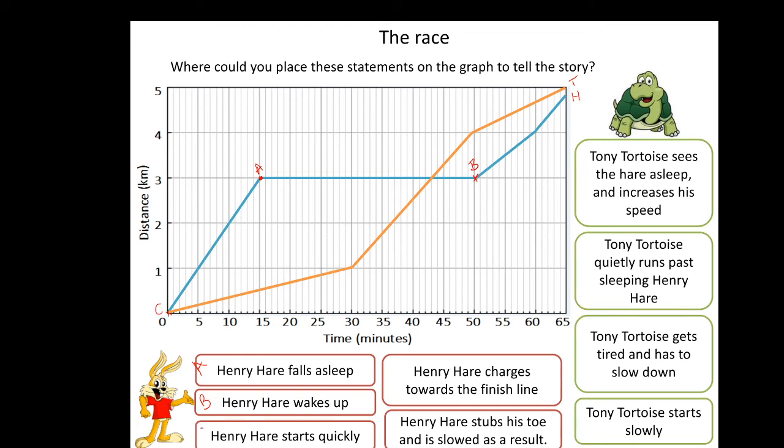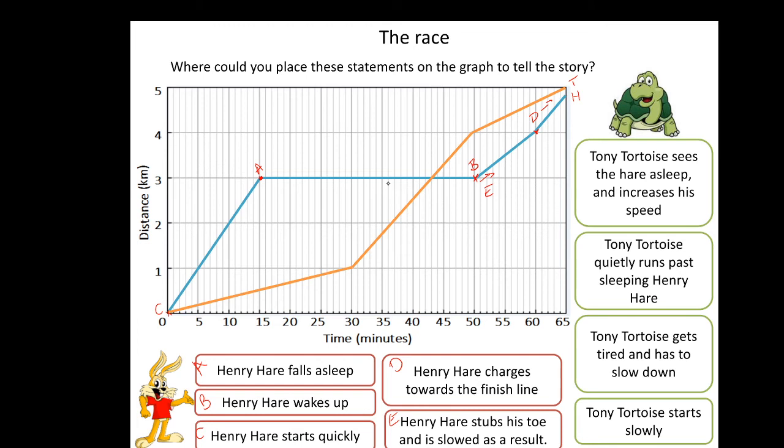So C. Okay, so if we look at kind of the speeds of the line, that's quite a quick line. It's reasonably steep. Henry Hare charges towards the finish line, so that's here. So that's D. And going that way. Henry Hare stubs his toe and is slowed as a result. So that's going to be E. Can you see E? This gradient is lower than that gradient and it's lower than that one. Okay. We can see if we can add any detail afterwards.